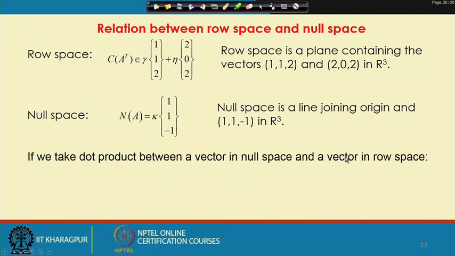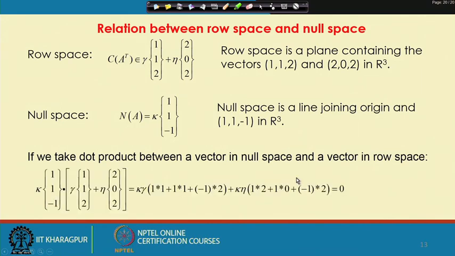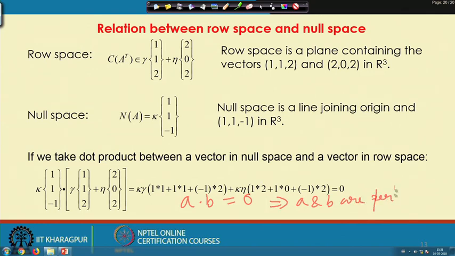And if we take the dot product between any vector in the null space, which will have this particular form, and any row space vector, which will have this particular form, this dot product will give us 0. The dot product between two vectors being 0 ensures that if A dot B is equal to 0, then A and B are perpendicular.